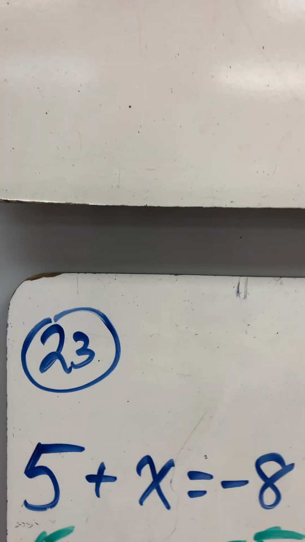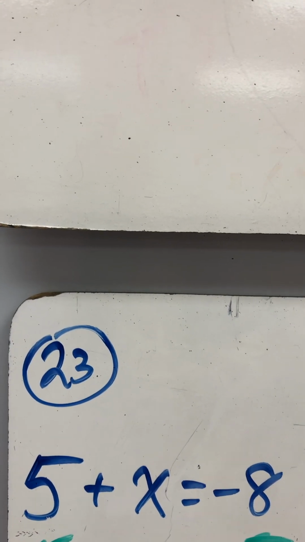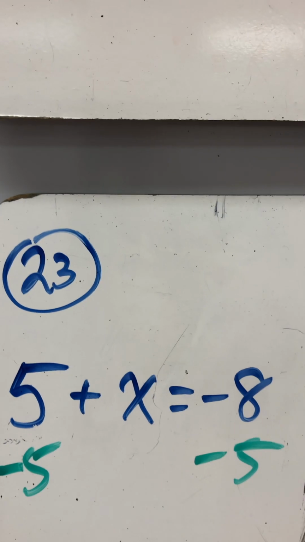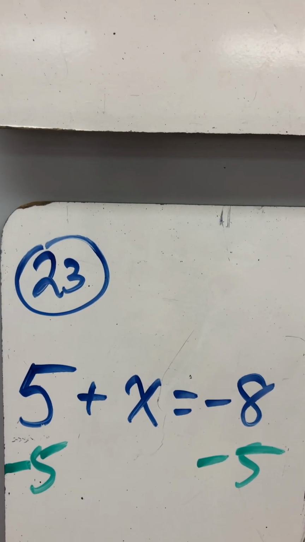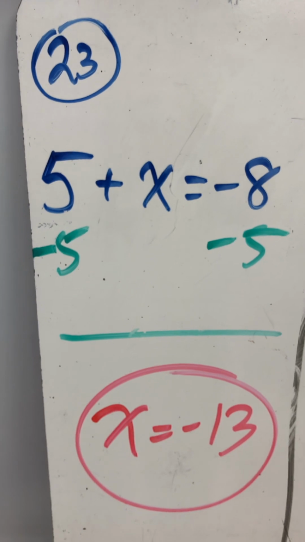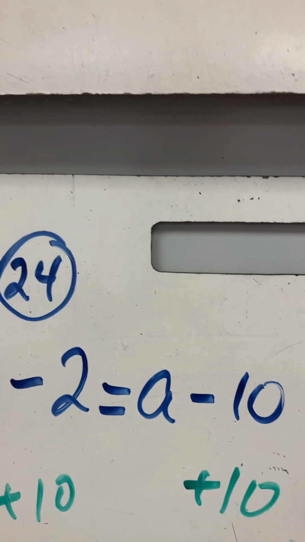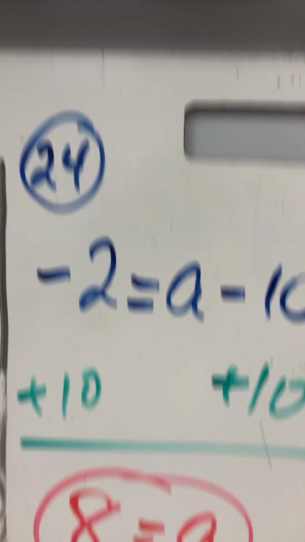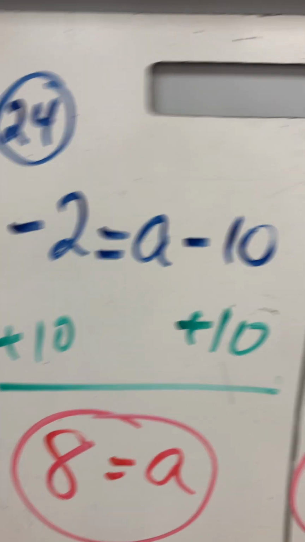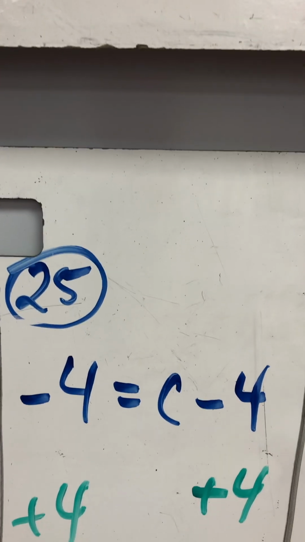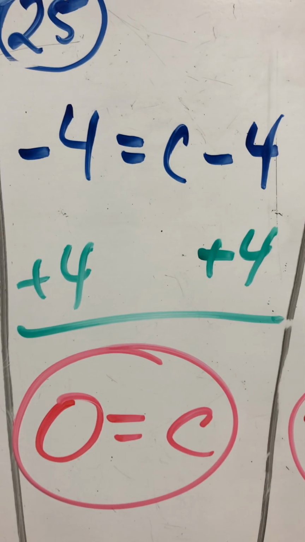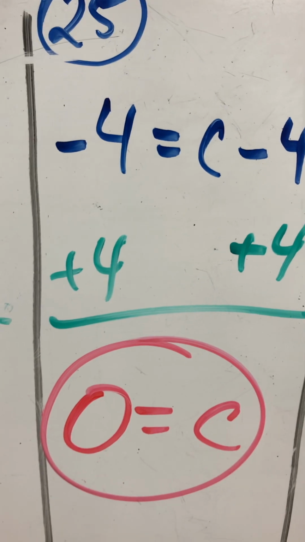Okay, so now, 5 plus x equals negative 8, minus 5 to both sides. Now your negative 8, negative 5, signs are the same. Negative 13. Add and keep the sign. Negative 2 equals a minus 10. Add 10 to both sides. Negative 2 plus 10. Answer is 8. Add 4 to both sides. Negative 4 plus 4, 0. You can get 0 for an answer? Sure, why not?